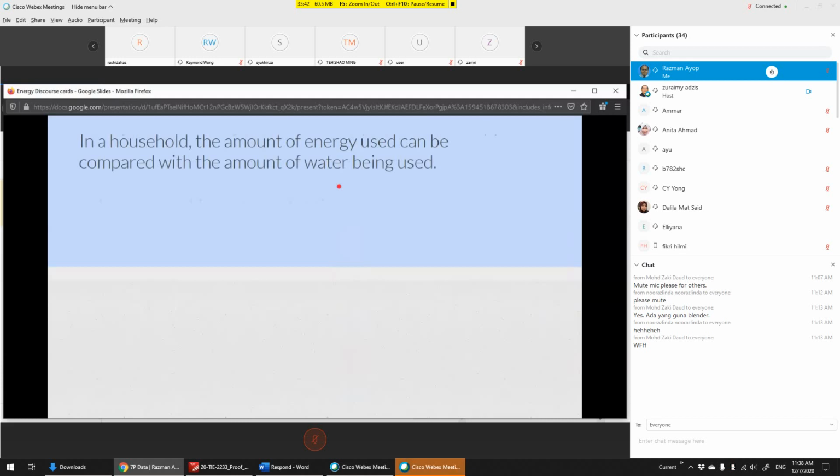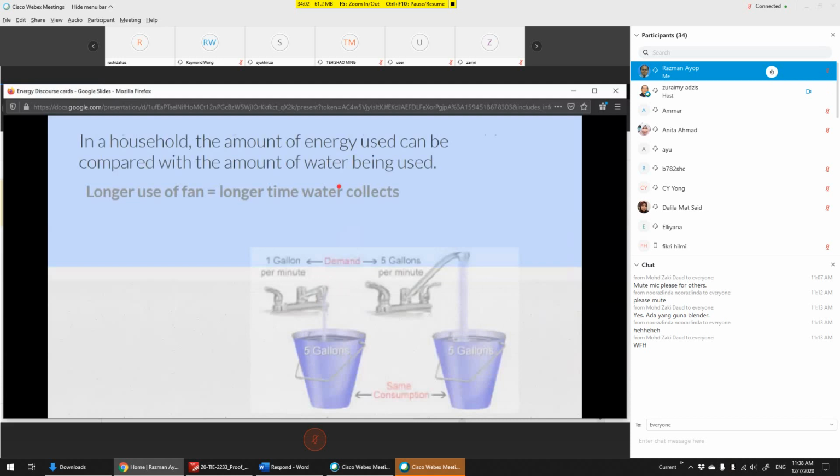The same topic, berapa banyak tenaga awak gunakan, boleh dibandingkan dengan banyak macam juga bil air. But this time, how long you use the appliance. Okay, kalau you guna kipas lebih lama, lagi banyaklah tenaga elektrik awak gunakan. Dan boleh dibandingkan, you can compare it with this one.